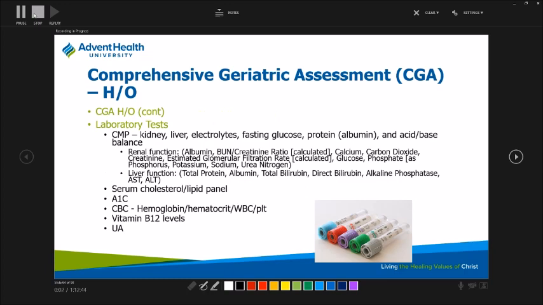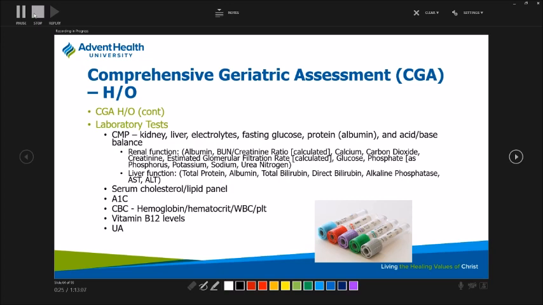Laboratory testing. What kind of labs would you get? Say you're assessing a geriatric patient for the first time. What labs would you want? Kidney function. How do you determine kidney function? BUN and creatinine. Good. So BUN and serum creatinine. What do you get that on? A CMP, a complete metabolic profile. If I want to go simpler than that, you get a BMP, a basic metabolic profile.